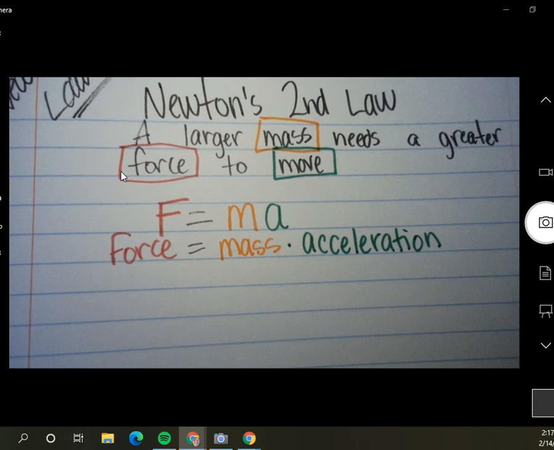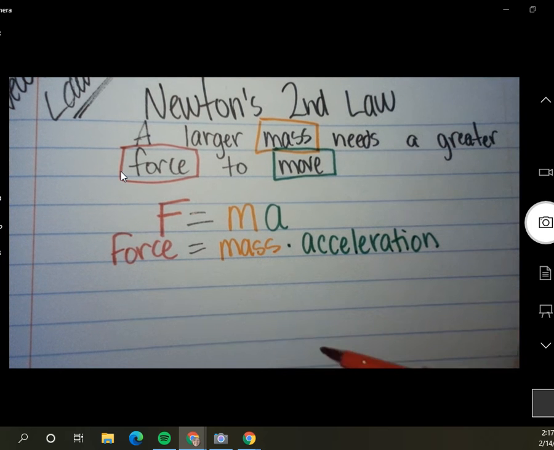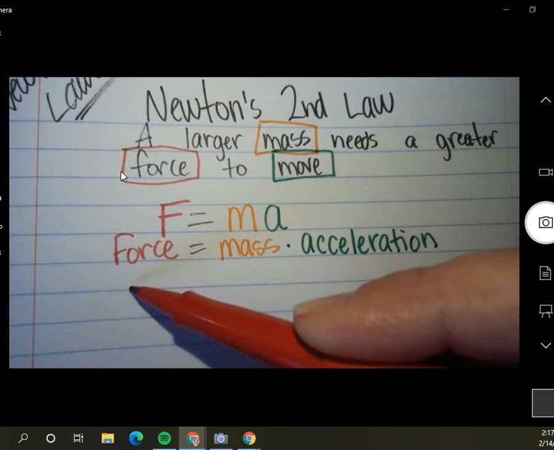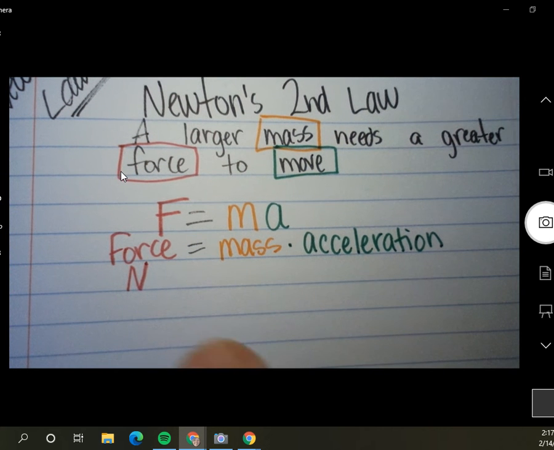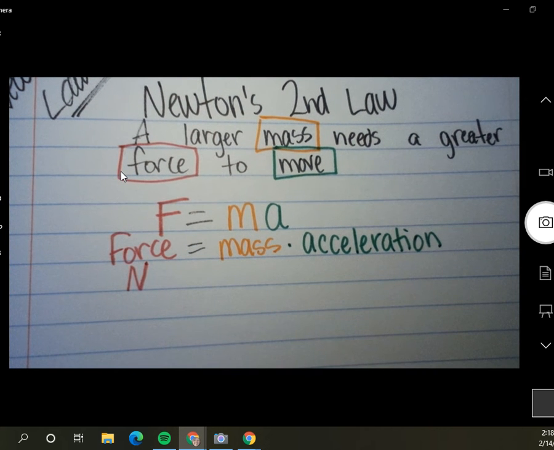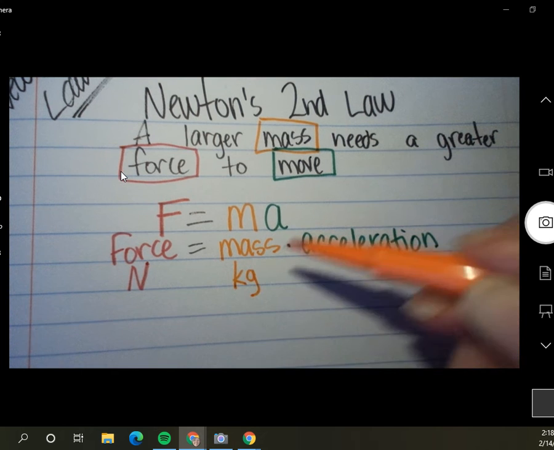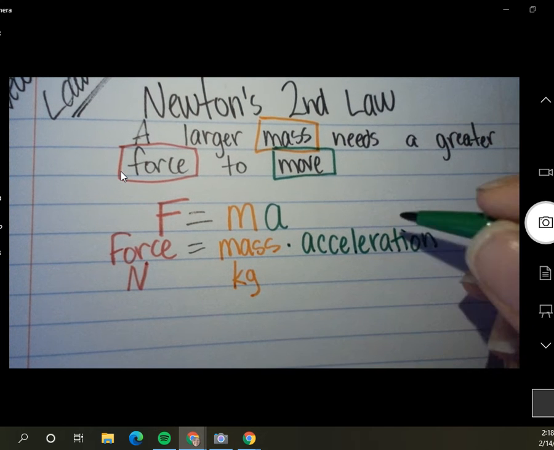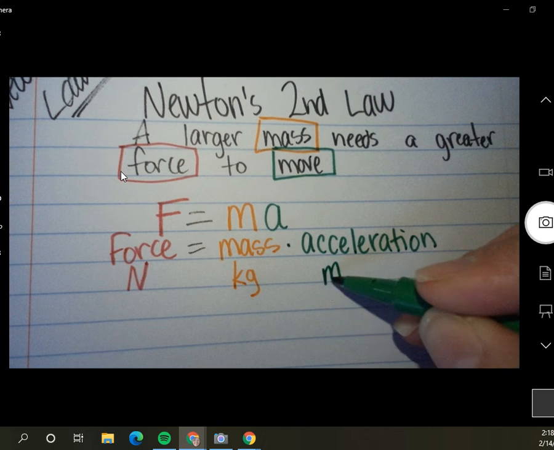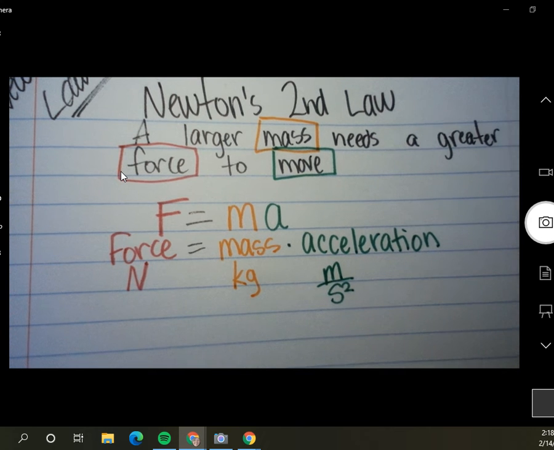So let's think for just a second. What do we measure force in? What units are we looking for? That's not force. Newtons are force. Okay. kg is mass. So we are going to look for kg when we're doing this. And acceleration is meters per second squared.